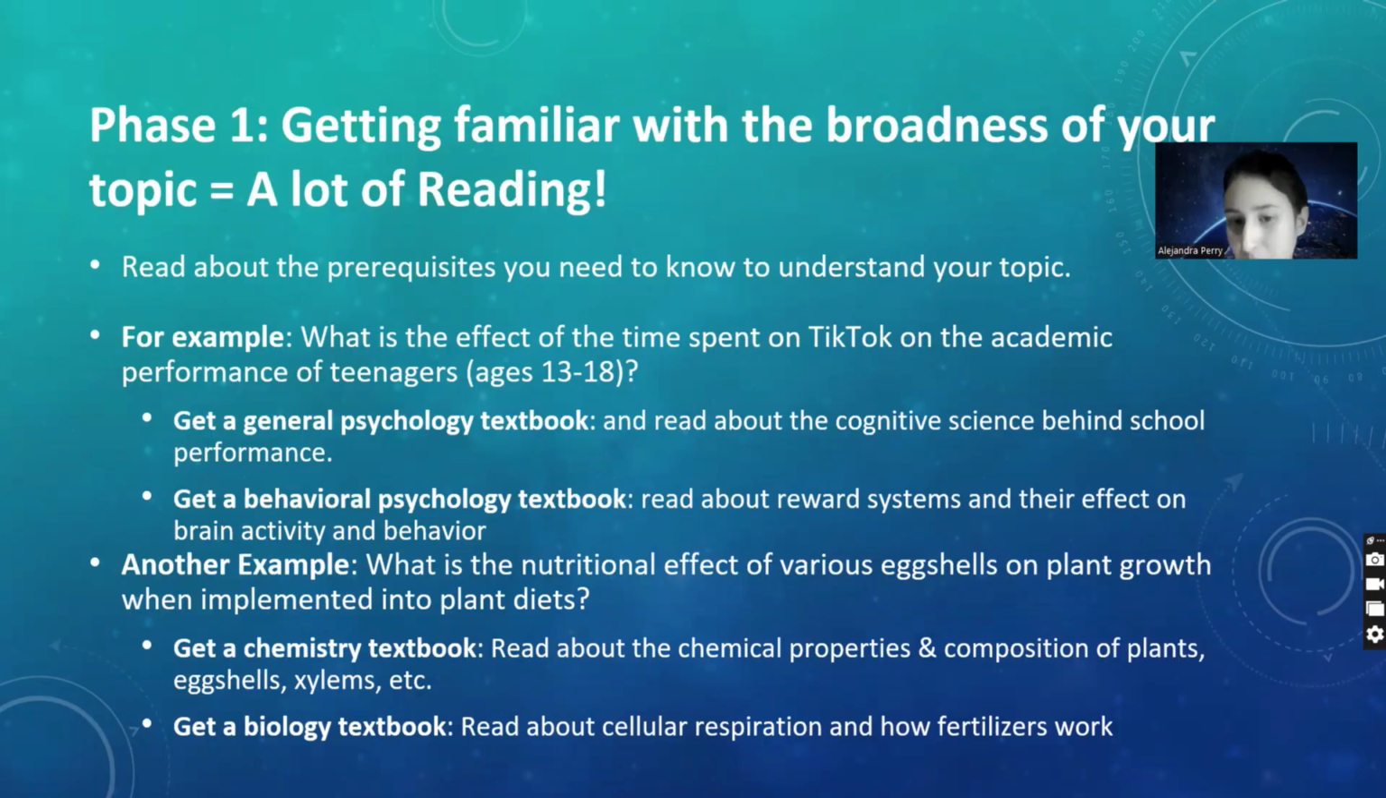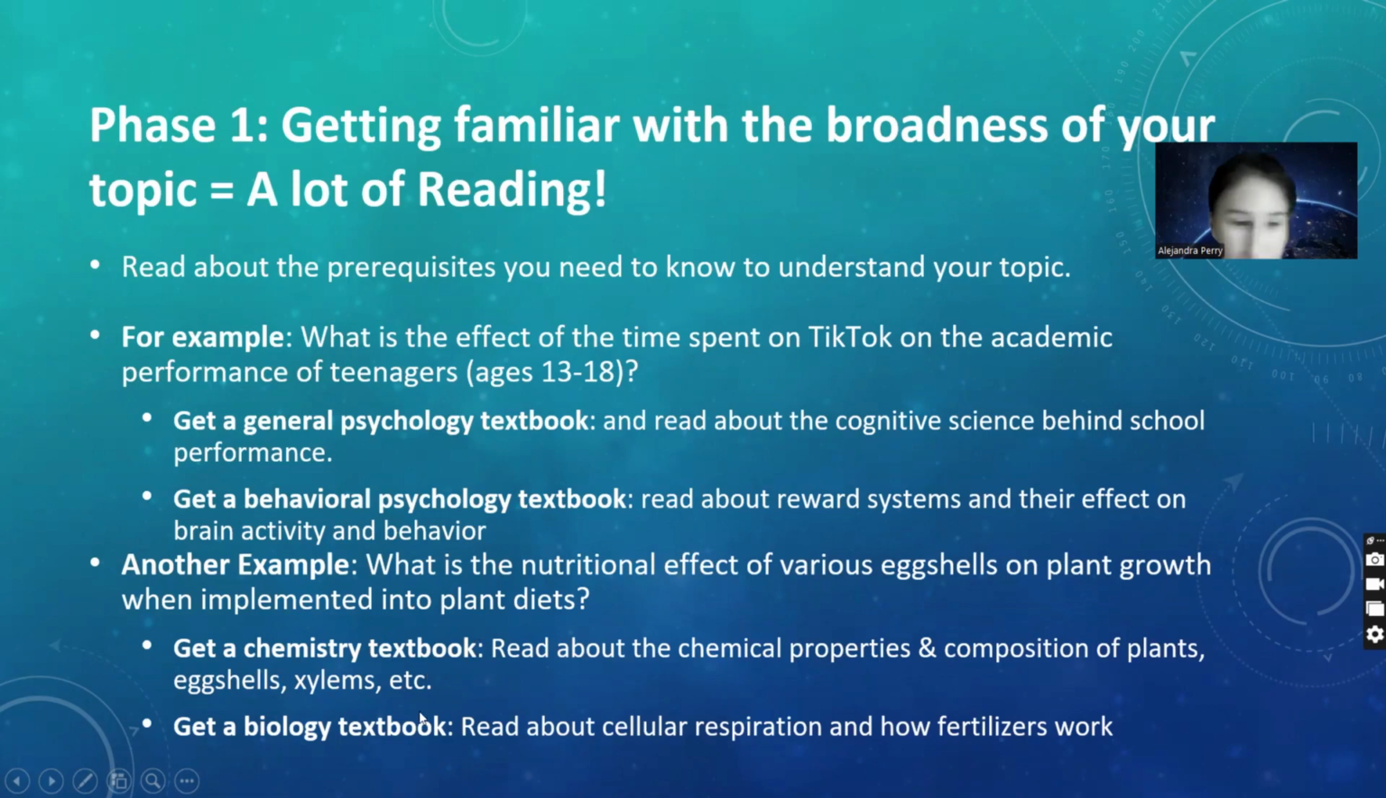I'm going to do a project about plants. I'm talking about plant growth and chemistry. So I actually need to learn chemistry and I need to learn biology for this project to make sense to me. So I would get a chemistry textbook and read about the different chemical properties and the composition of plants, the composition of eggshells, the chemical composition of xylem, etc.